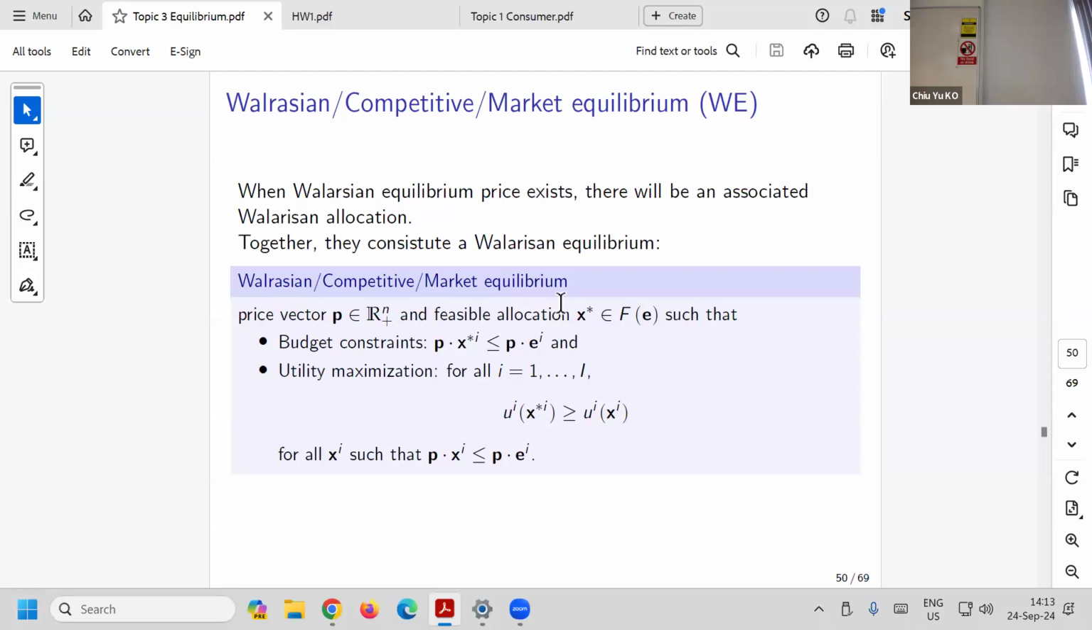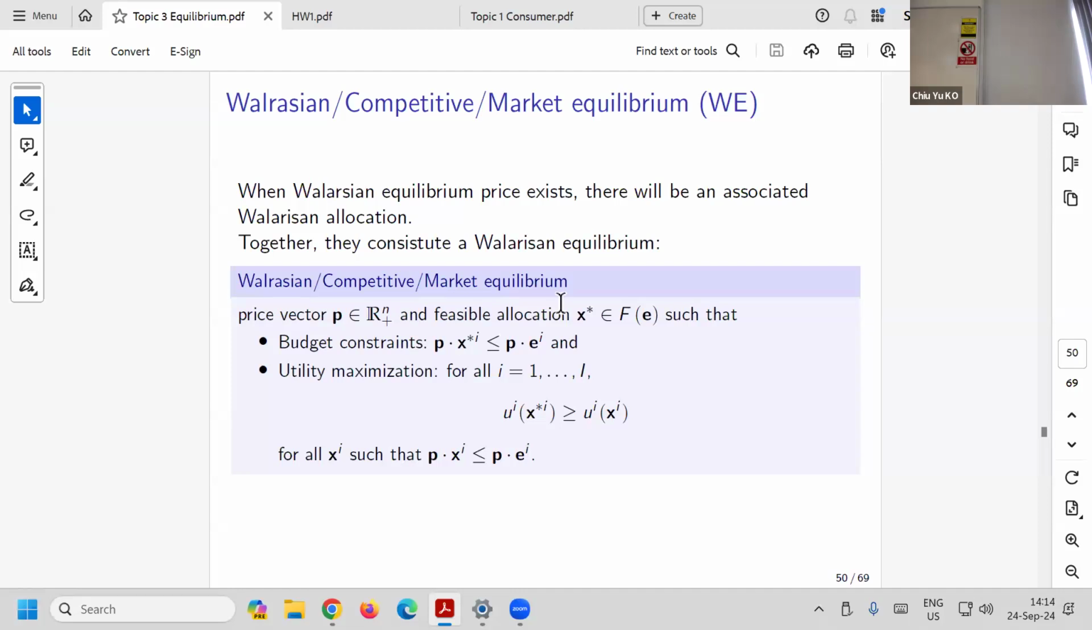Price, or the market that led to the price, is just the mechanism of the tools. So we will say a Walrasian competitive market equilibrium, whatever you like, as long as the price vector and allocation are such that everyone is at their budget constraint and everyone maximizes their utility given the price. This will exist.